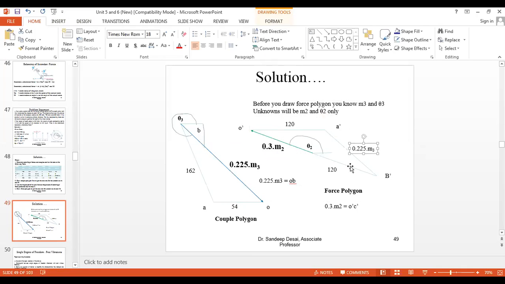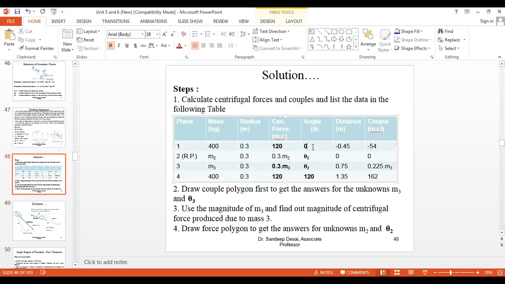Next, this is known now. You should multiply it by the value of m3. I don't have the value of m3, therefore I have written it as it is. You will get this value, and you know this angle also, that is theta 3. m3 is known, theta 3 is known. So use m3 value, find out centrifugal force magnitude. Use theta 3 value, plot this, and then you will see that this is plotted, this is plotted.